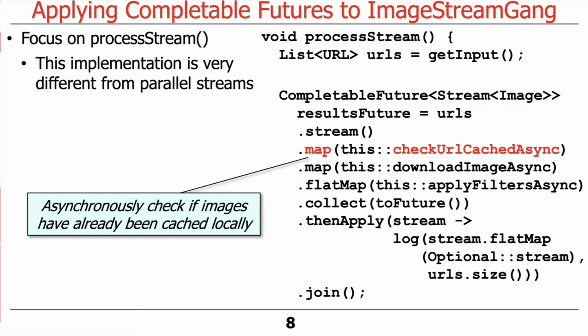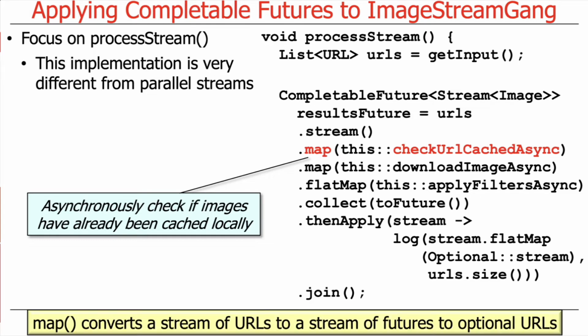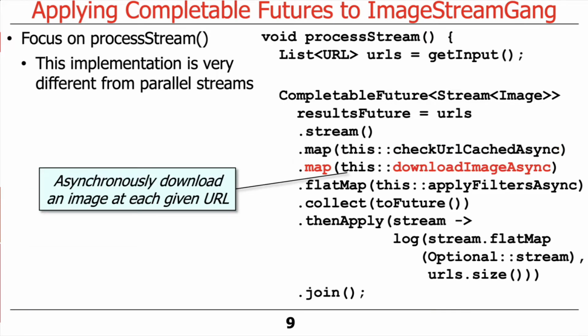And one of the things that makes this quite different is the very interesting use of optionals. And you'll see how they get used and why they get used in a second. So this map operation, this intermediate operation, converts a stream of URLs to a stream of completable futures to optional URLs. Why the heck do we have a stream of completable futures to optional URLs? What on earth is going on? Well, I'll explain that when we get into the details a little bit more.